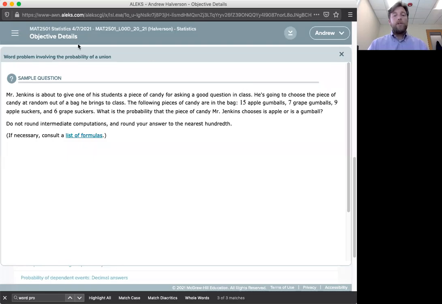Okay, class, had this question here, it comes from the lesson. The lesson is titled Word Problem Involving Probability of a Union. Okay, so it looks like it's a big long question.